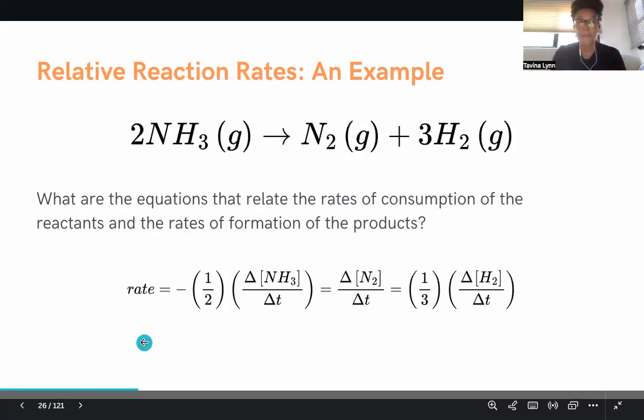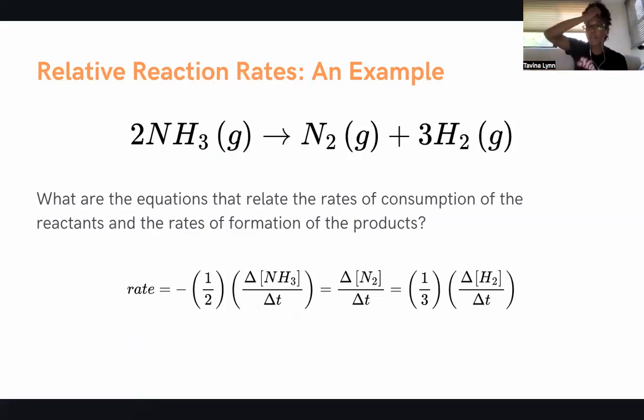So we can use this because if, let's say we have a problem and we're given the rate of reaction with respect to hydrogen gas, using these expressions or these relationships, we can figure out what the rate of consumption of NH3 would be, right? Or the rate of N2 formation, given that information.